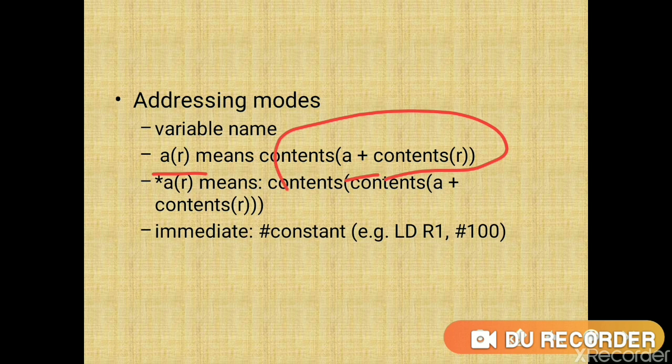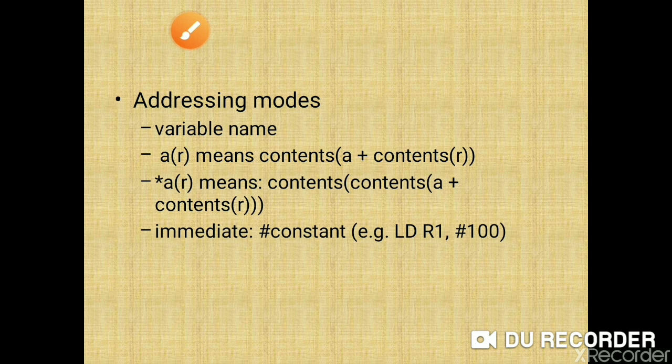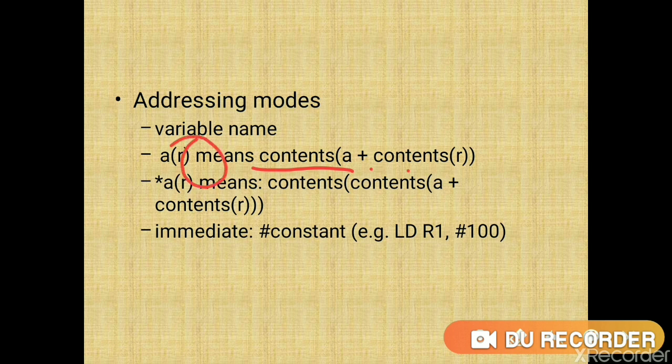So that is the addressing mode meaning. Now star A of R means what, how will it be represented? Normally A of R means contents of A plus contents of R; that is the format in the case of addressing modes. Now if you are given star A of R, what does it mean?